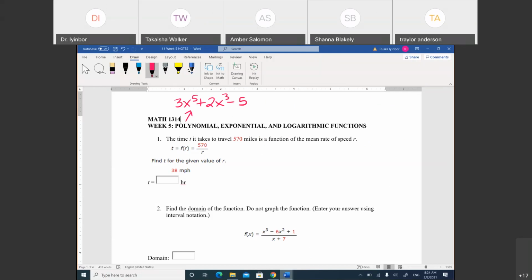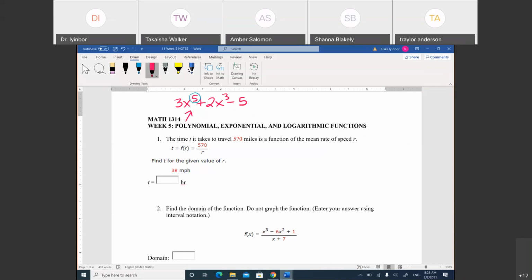You have terms, different terms, and each term has a number, the coefficient, and x with an exponent. Okay, so it looks like this. The highest exponent of the polynomial, in this example, is 5. The highest exponent is called the degree of the polynomial. And how many terms you have tells you how many terms that polynomial has. Okay, so we're going to talk about polynomials.